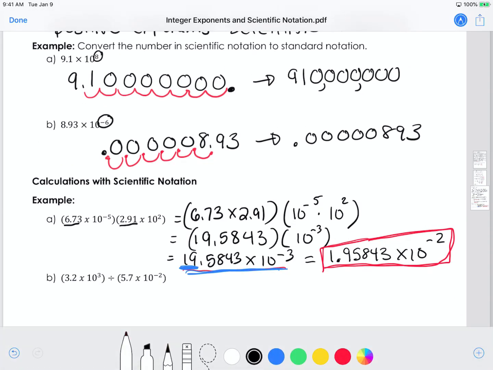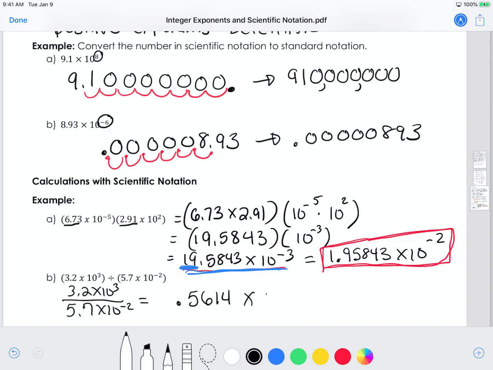Okay, the next example here, same thing, but now we have division. We have 3.2 times 10 to the 3rd divided by 5.7 times 10 to the negative 2. So I do the 3.2 divided by the 5.7, and that's going to give me 0.5614. Well, let's round it to 4 places. That's going to give me 0.5614.